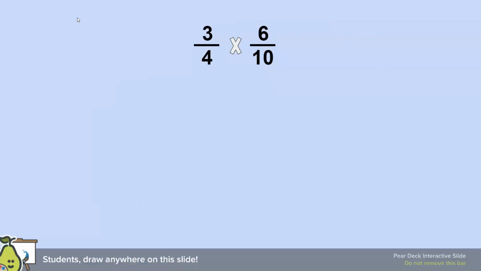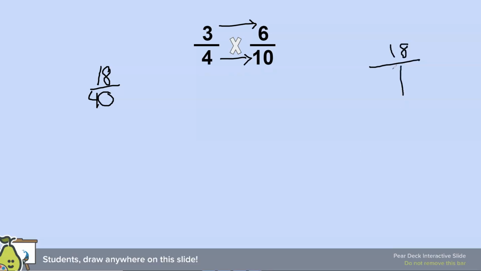Okay, so then you have 3/4 times 6/10. So you would do top times the top and bottom times the bottom. So 3 times 6 gets me 18. 4 times 10 gets me 40. I look and I go, okay, you know what? I'm going to do this a little bit of a different way. I'm going to say 18. What can I multiply to get to 18? Well, I can do 1 times 18. I can do 2 times 9. Or I can do 3 times 6.